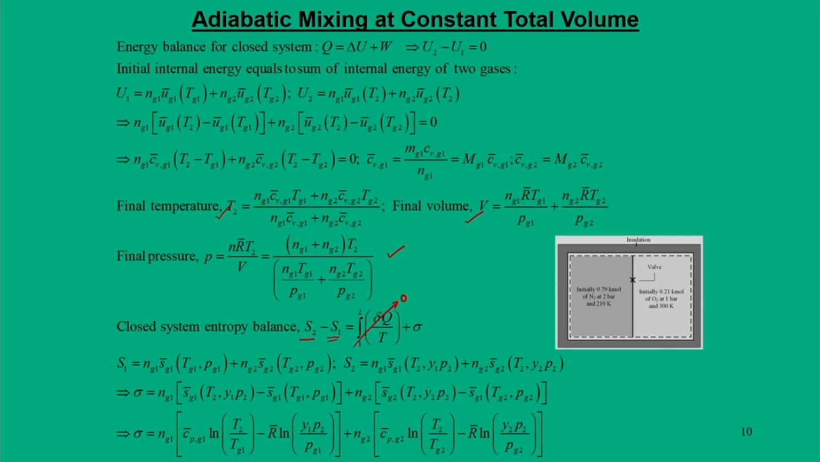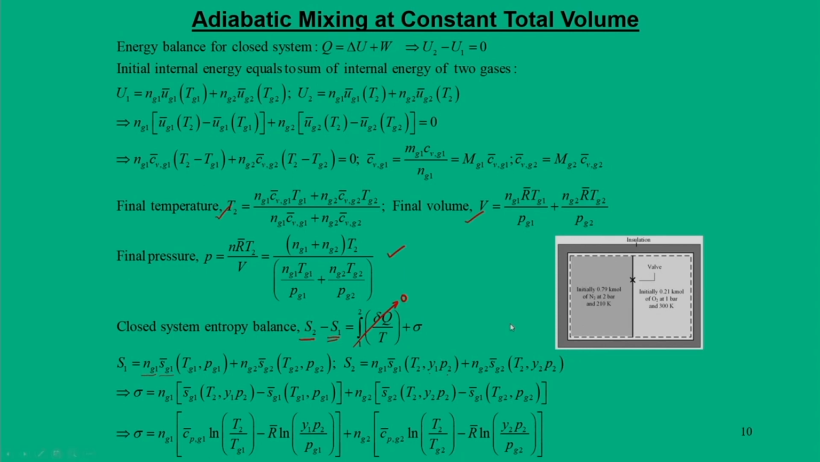Now, S1 is a function of the number of moles of this gas and its molar specific entropy, which is a function of Tg1 and Pg1 for gas 1, and a function of Tg2 and Pg2 for gas 2. Similarly, when you go to the final state, the final pressure of gas 1 will be the mole fraction Y1 times P2, and for gas 2 it would be Y2 times P2.